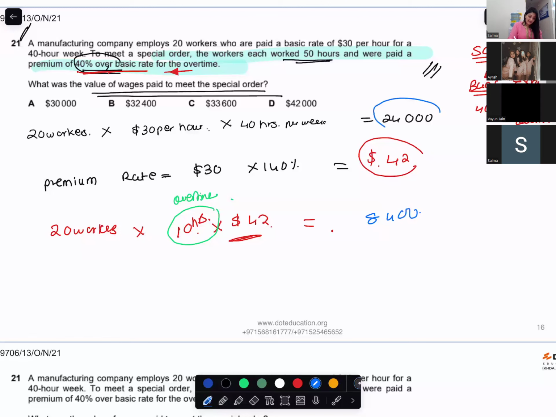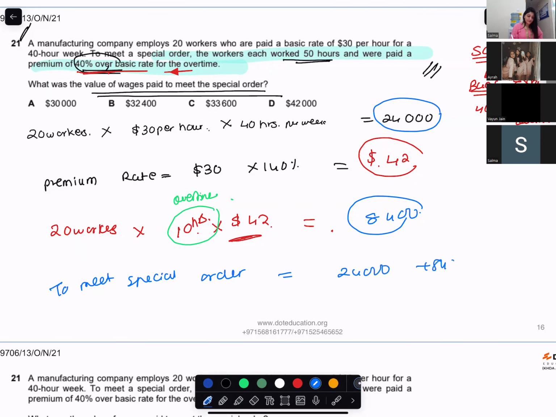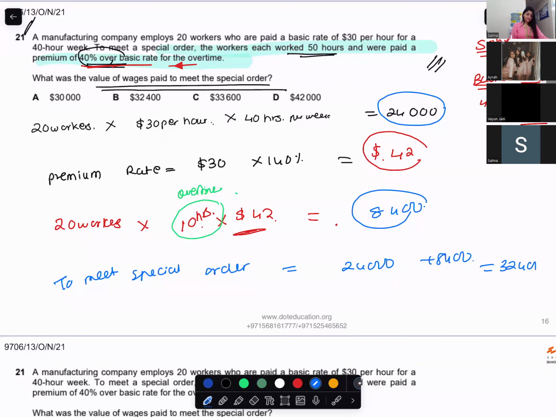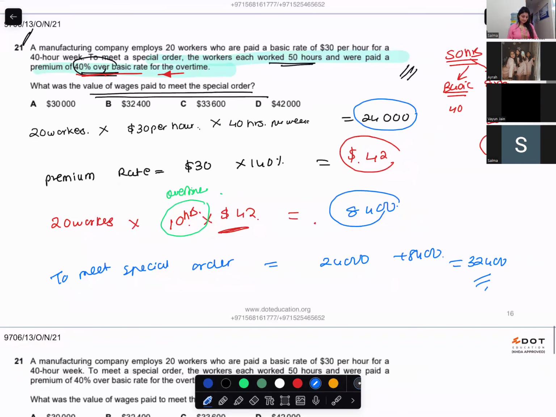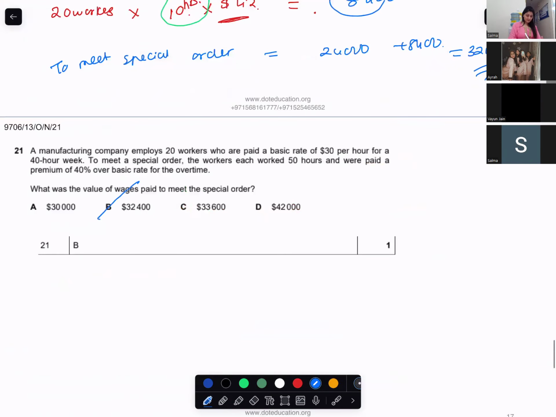So what is the value of the wages paid to meet the special order? The value of the wages paid is 24,000 plus 8,400. So it is coming up to 32,400. Yes? Option B.